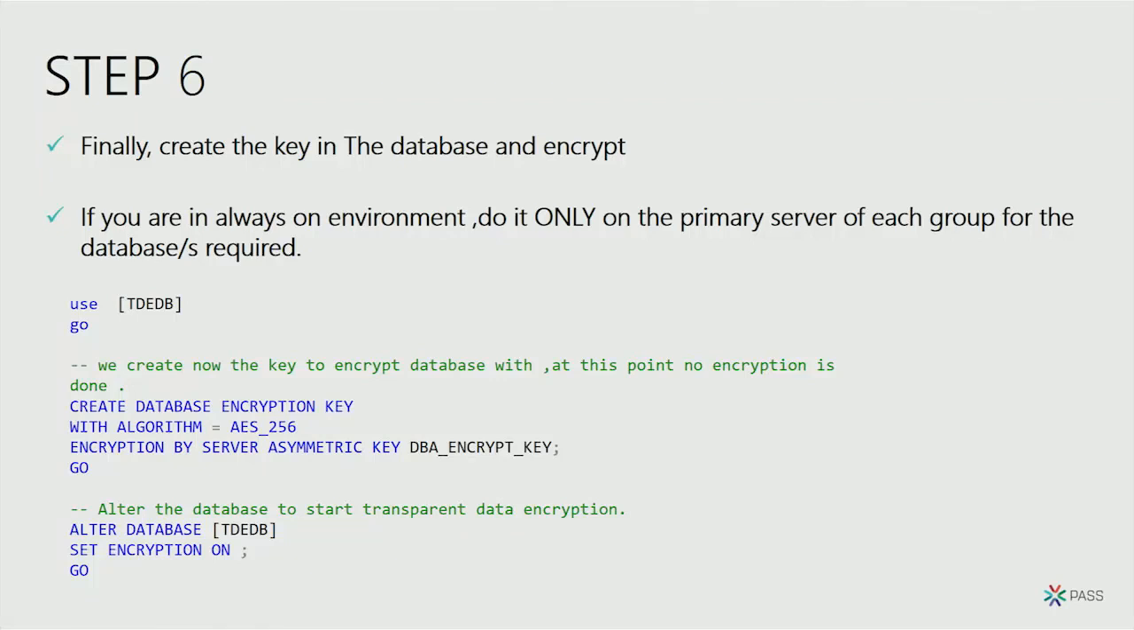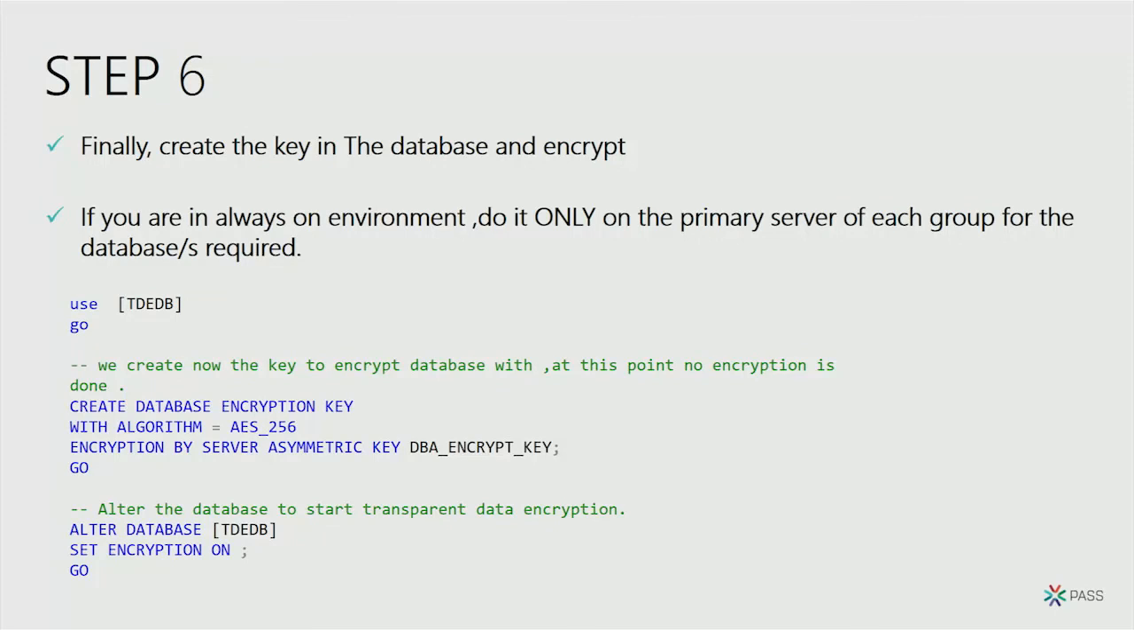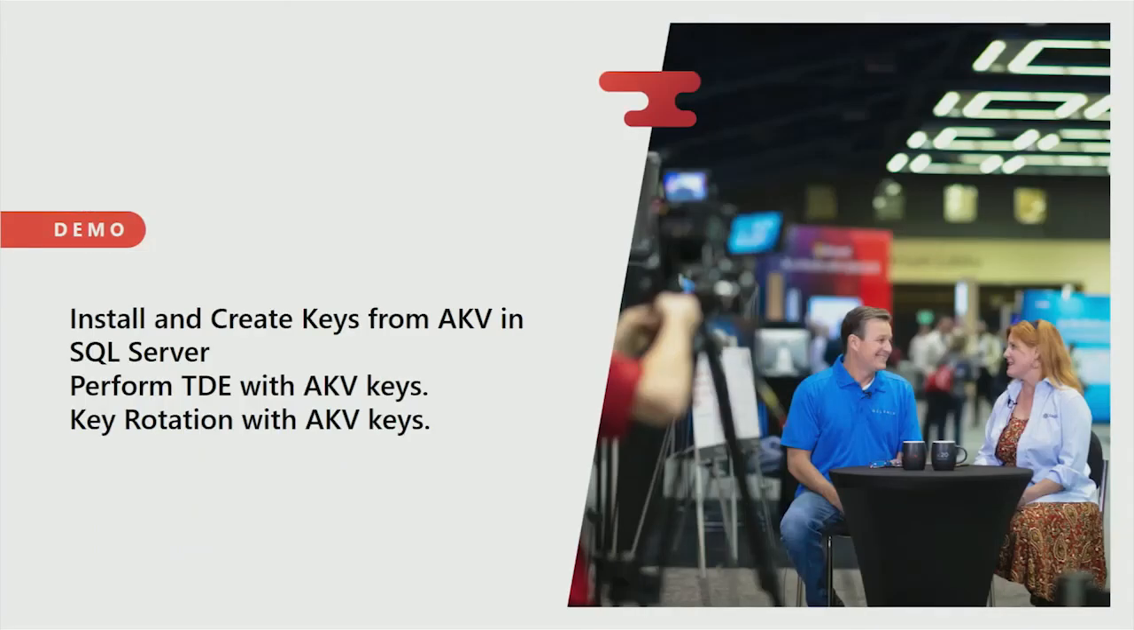Okay, so finally, we create the database. The first time we go to the database, we create the database encryption key from the asymmetric key we created before. Yeah, we create here the database encryption key, and then we set the database encryption to on. It means the database is going to be encrypted. So let's see how all this works. Any questions before I start the demo?